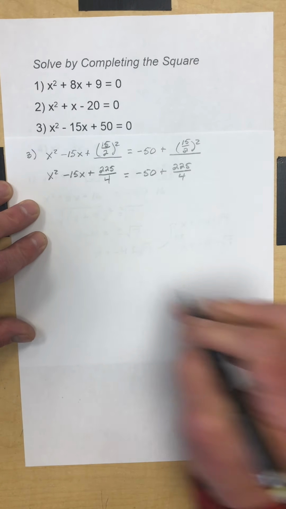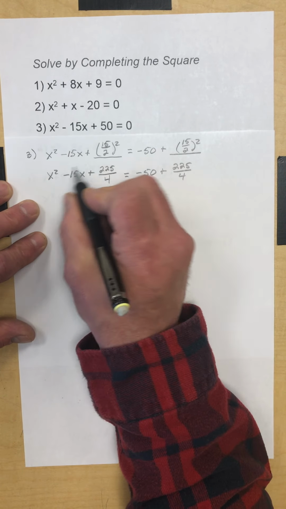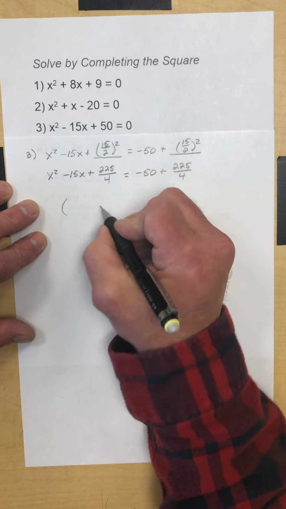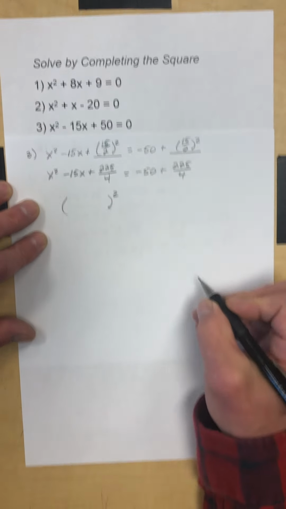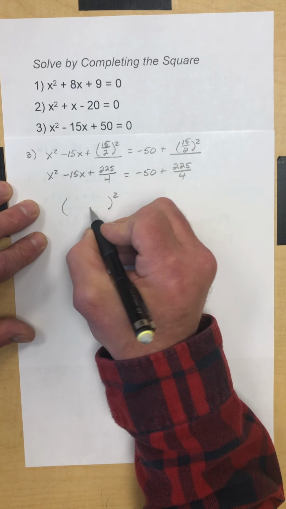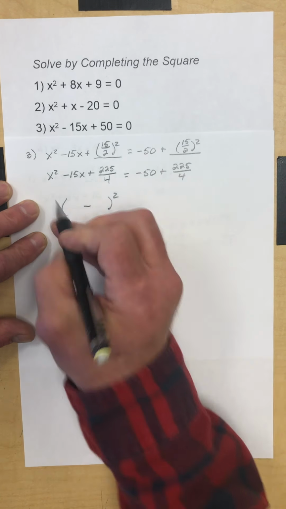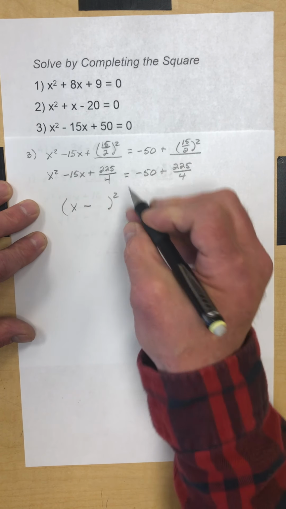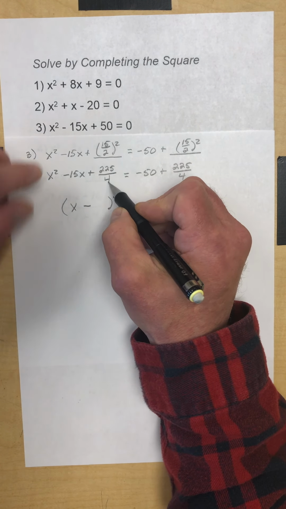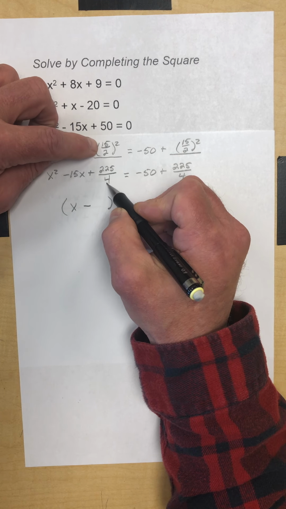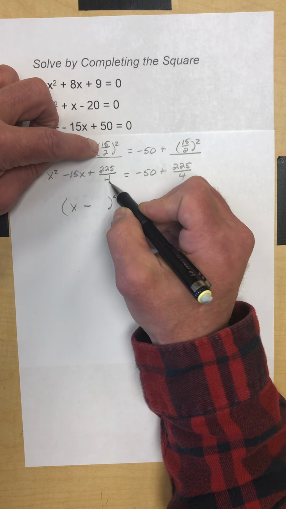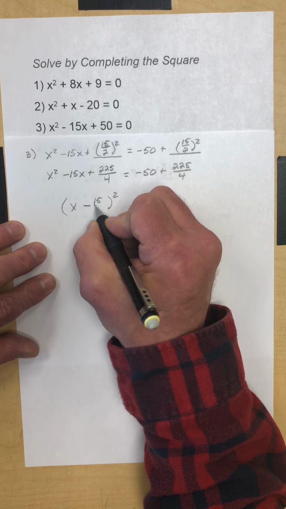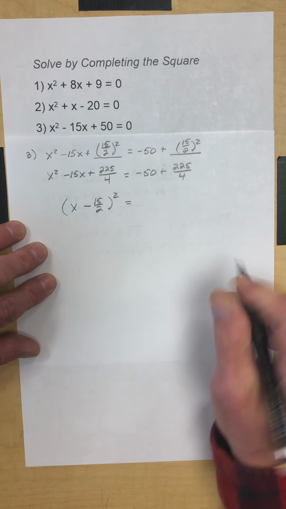Okay, so this is a perfect square trinomial. So I have to factor that. It factors into the square of a binomial. Bring the sign down. Minus. The square root of the first term, the square root of x squared, is x. Okay. The square root of 225 over 4. Well, that resulted from squaring 15 halves. So 15 halves is the square root of 225 over 4. So that's 15 halves. Equals.